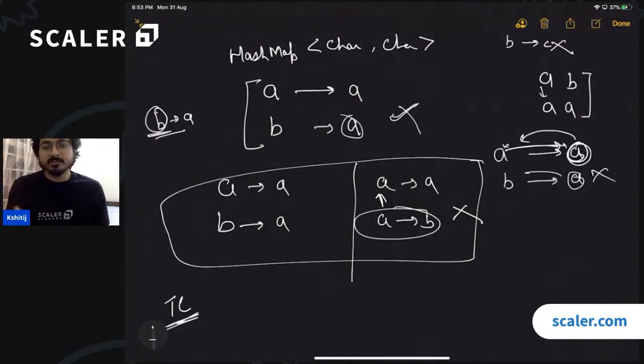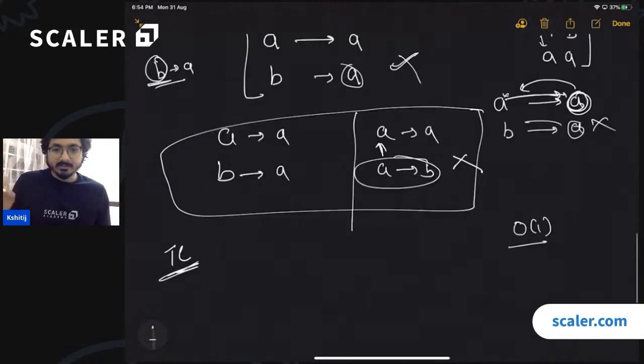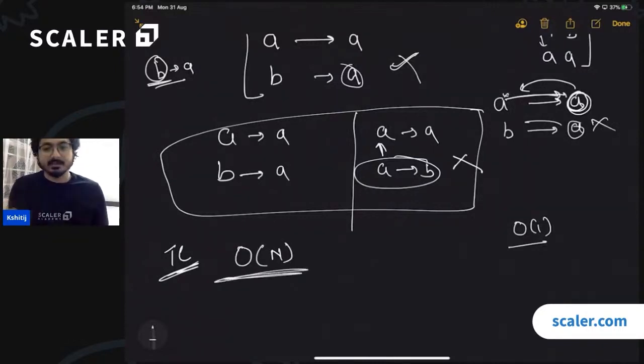Whenever you use a map, especially an unordered map in C++, or a hash map, we assume that the average time complexity of insertion or lookup in the map is order 1, right? So going by this assumption, the time complexity of this problem is nothing but order n, where n is the string length, the minimum out of the two strings.